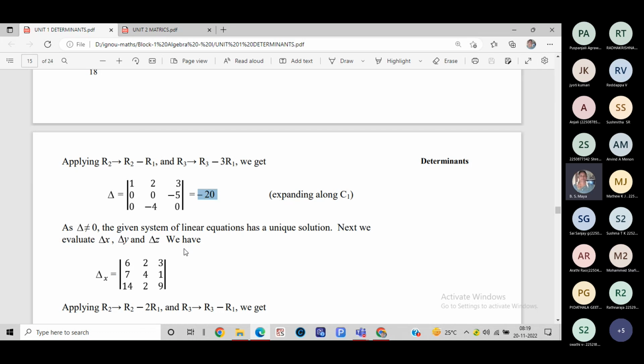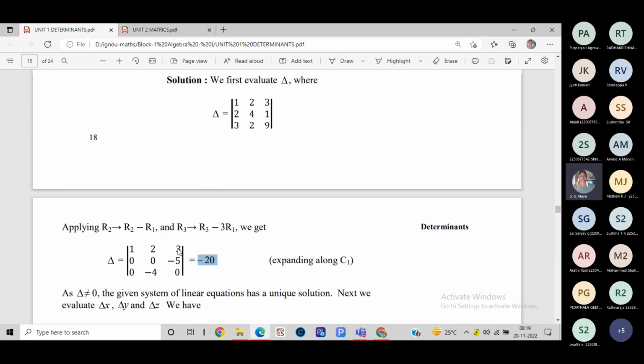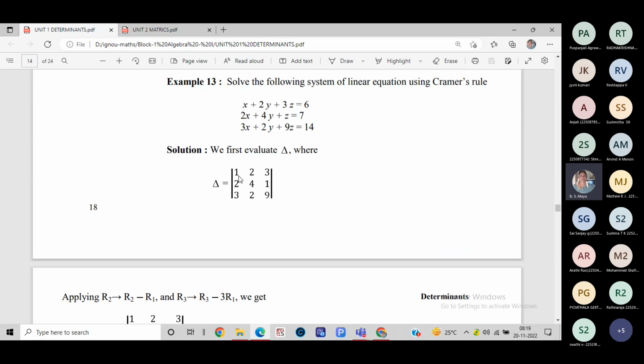Can you go for y? See, now the next unknown value is y. How to find out y? We should find out delta y. Delta y is equal to, which column I want to replace? Second column. All of you write the first column same as it is: 1, 2, 3. Second column 6, 7, 14. Don't forget it. Third column 3, 1, 9. Any doubt in that?